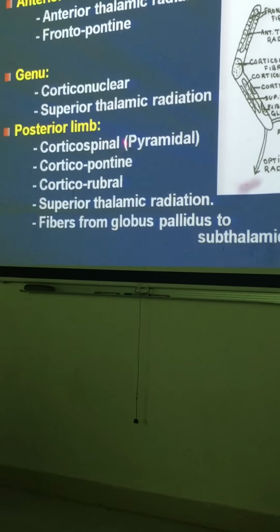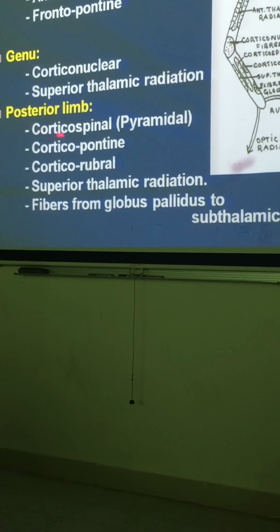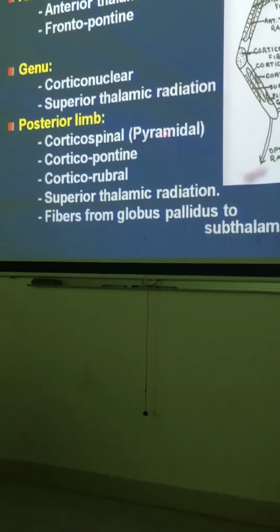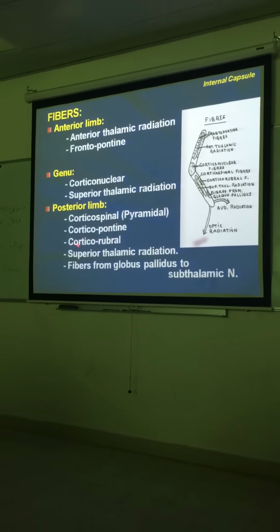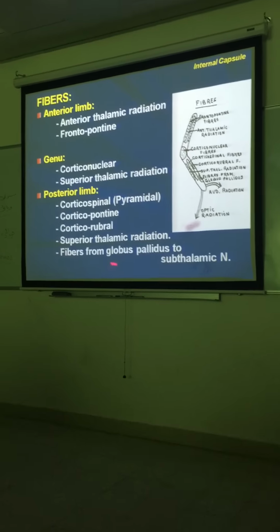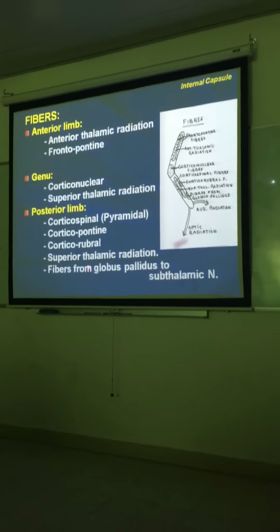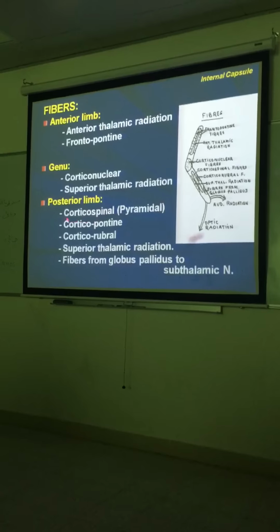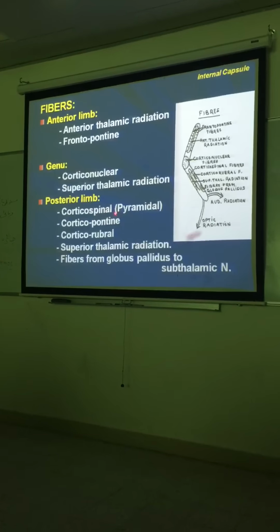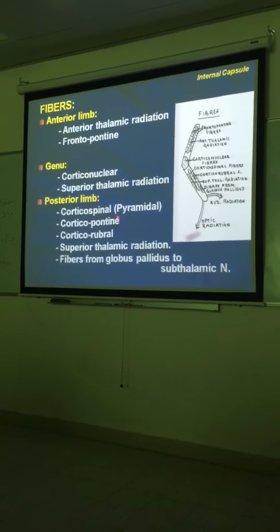From the posterior limb, pyramidal or corticospinal. This is the main one. Other smaller ones are corticopontine, corticocerebellar, superior thalamic, and fibers from the GP to the subthalamic nucleus. These are all smaller groups, but the main one is corticospinal, motor fibers for the body.